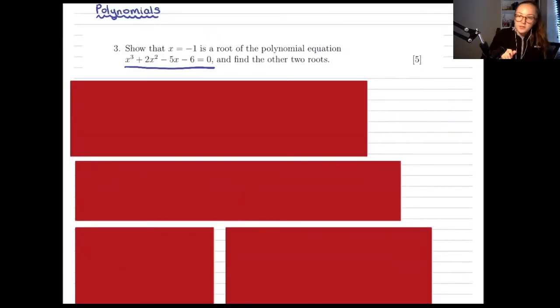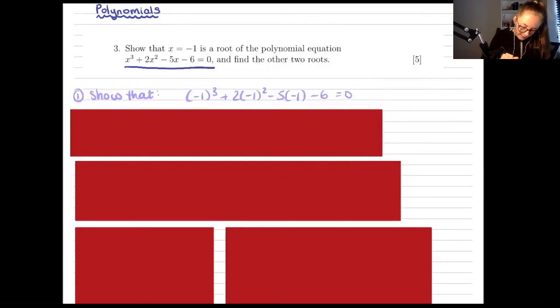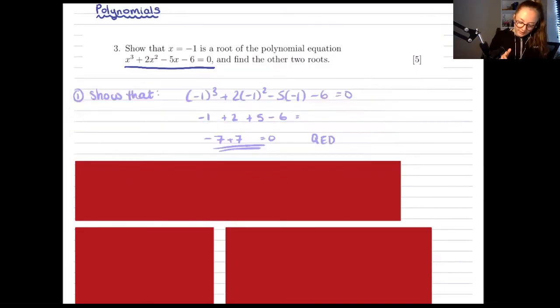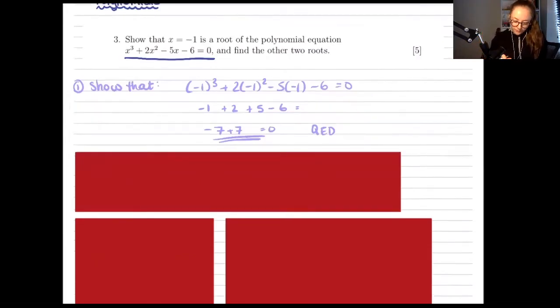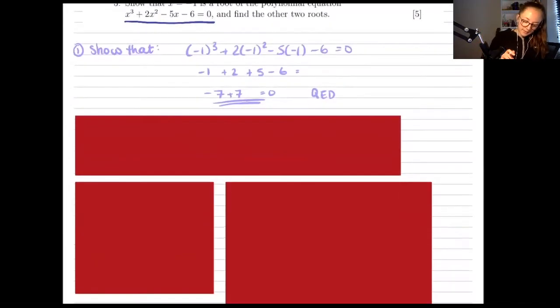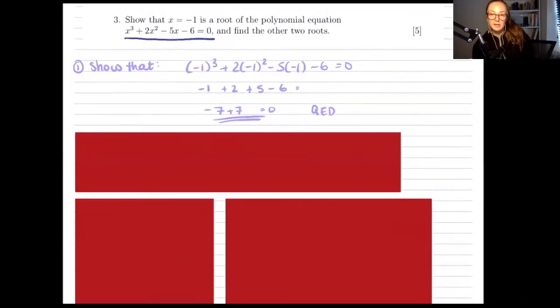So the first part of the question is to show that x is minus 1 is a root. So essentially what we're saying is we want to show that when x is minus 1, our equation x cubed plus 2x squared minus 5x minus 6 is equal to 0. So we can literally just plug that into the question to show that that is true. So here you can see that I've done that. The next part of the question is a little bit more interactive.